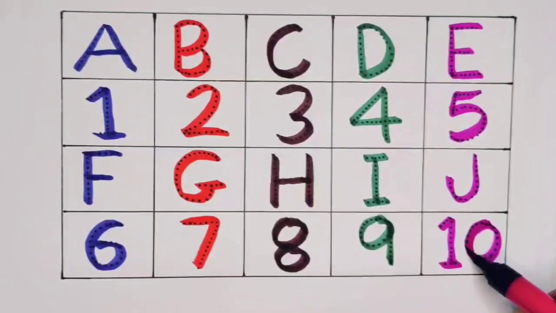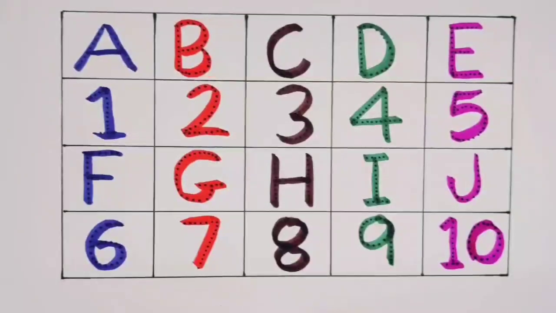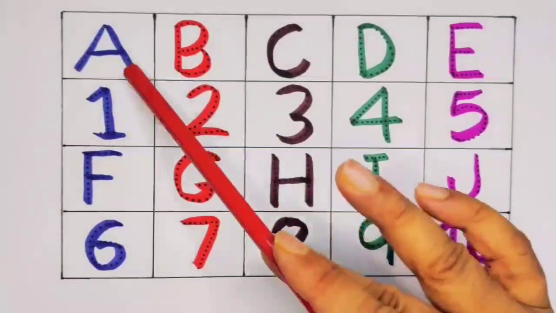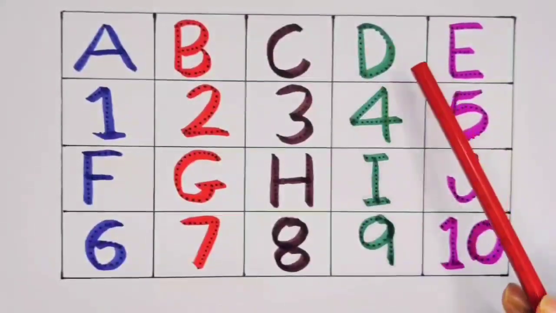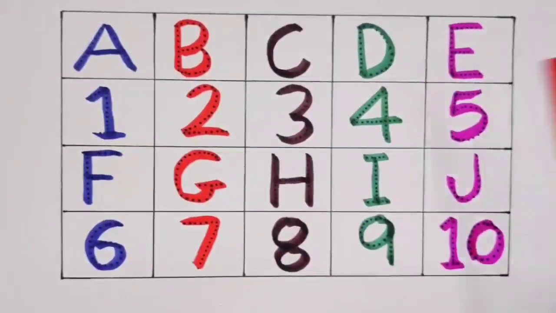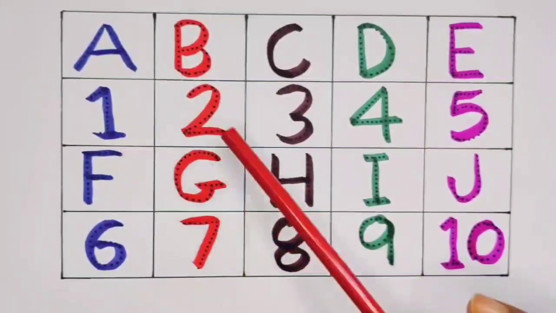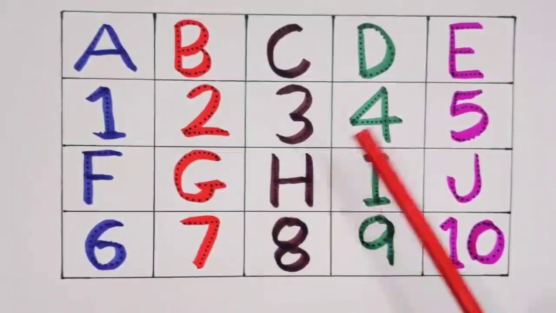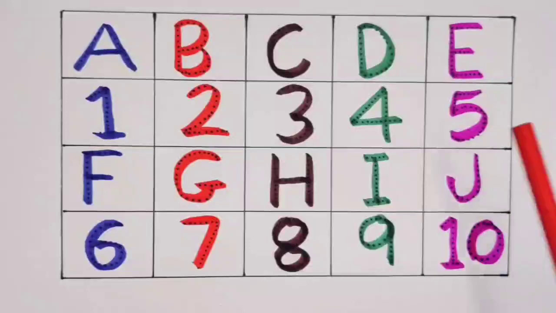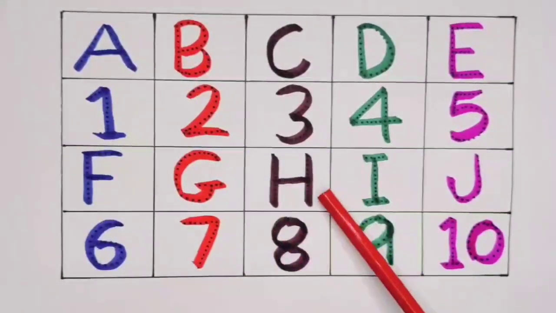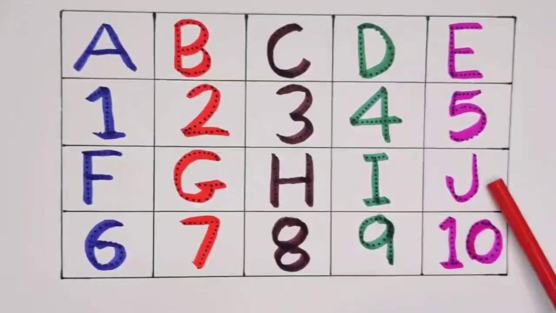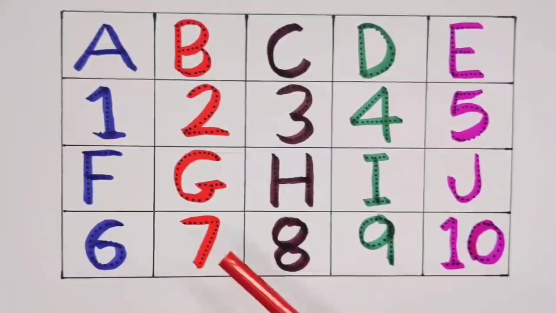A, B, C, D, E, F, G. What we learn? A, B, C, D, E. One, two, three, four, five. F, G, H, I, J, 6, 7, 8, 9, and 10.